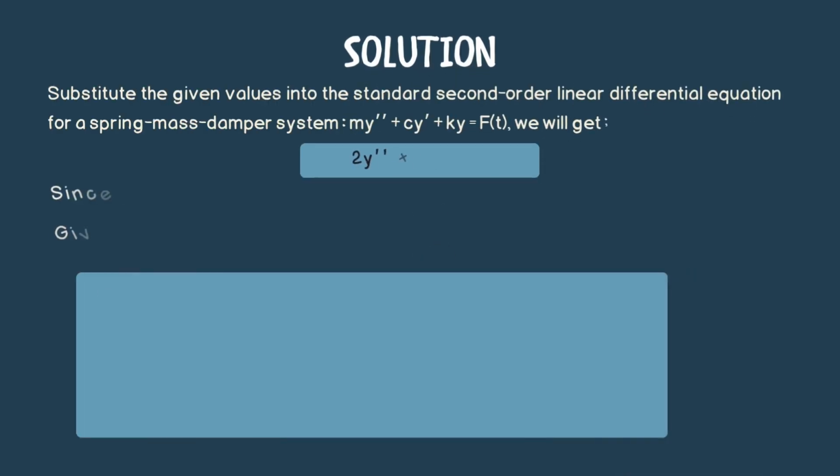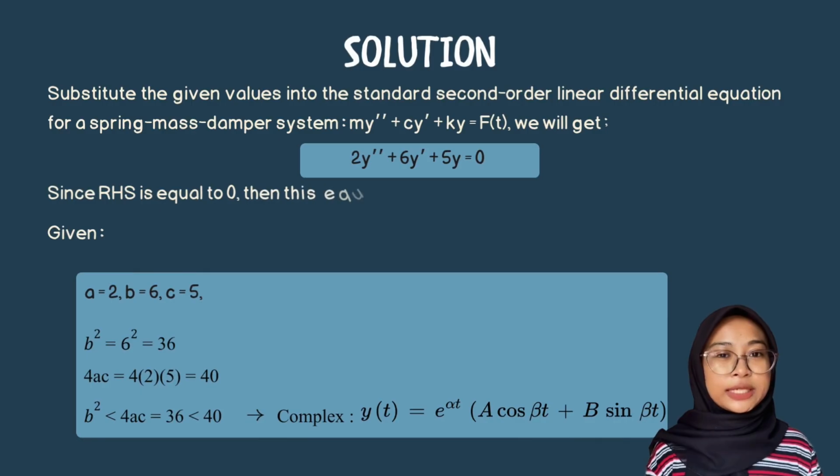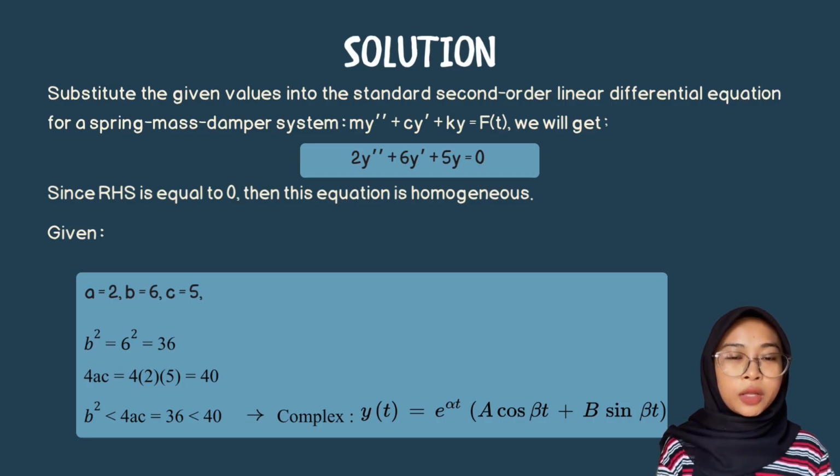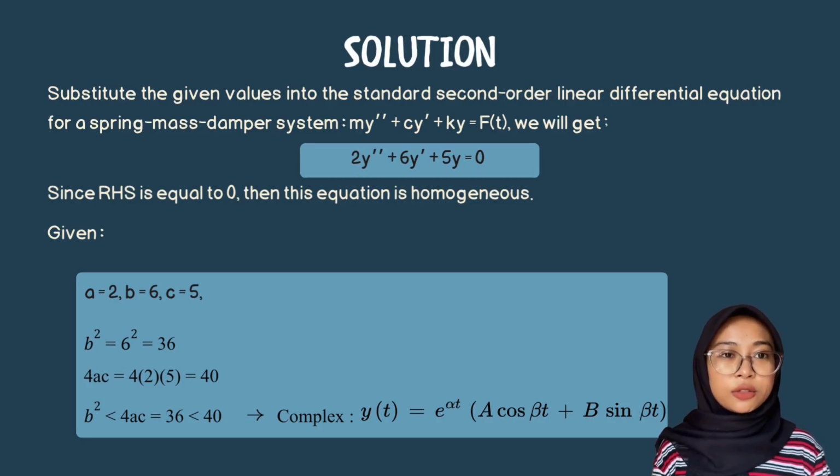Then we substitute the values from the question into the standard second order linear differential equation for a spring mass damper system, that is my'' plus cy' plus ky equal to F(t). We get 2y'' plus 6y' plus 5y equal to 0. We see that the right hand side is equal to 0, so the equation is homogeneous.